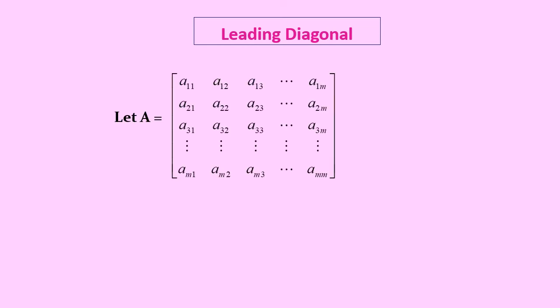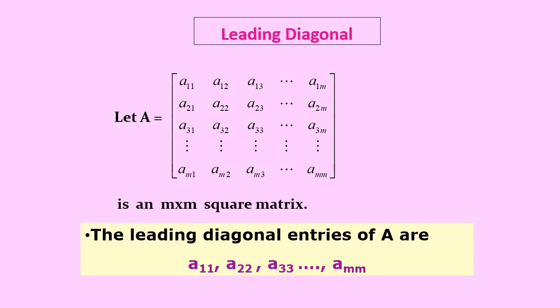Okay, before we continue with the next type of matrix, let me explain the leading diagonal. Let's say we have a matrix A with all these elements. What is the leading diagonal of this matrix? The leading diagonal is the elements with the same row and column number. For example, we have A11, the same row and column number. Then A22, A33, and so on, up to AMM. So this middle diagonal is the leading diagonal.